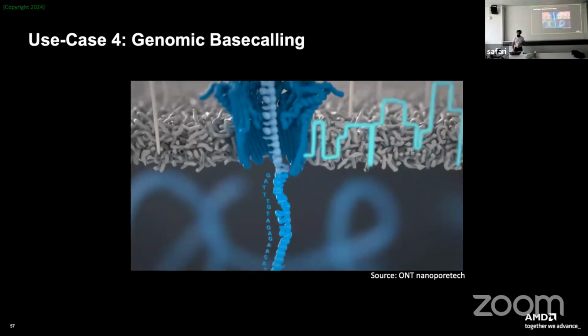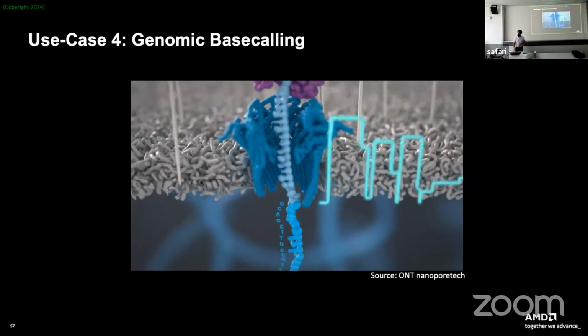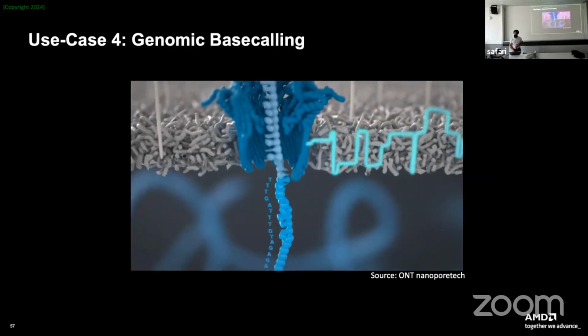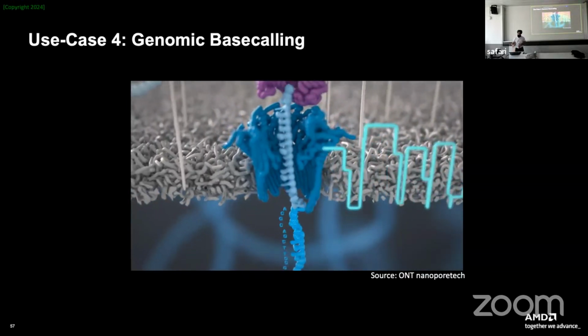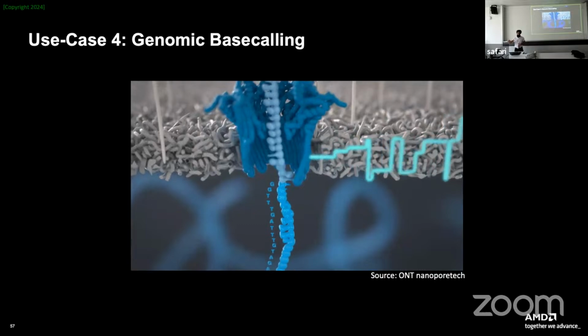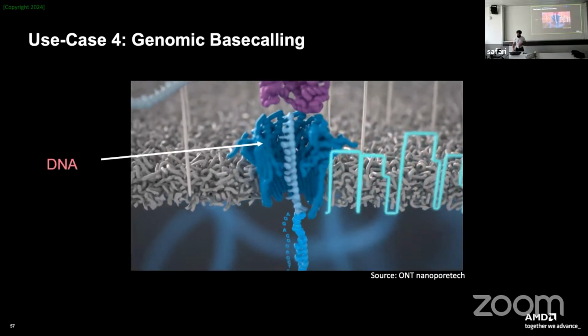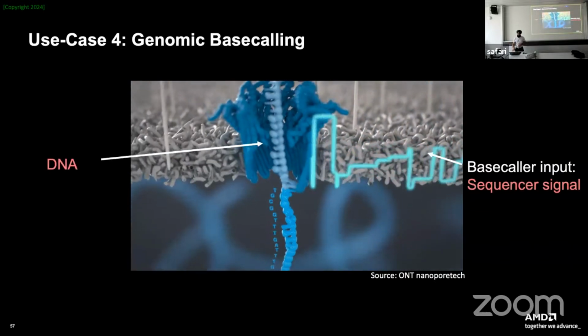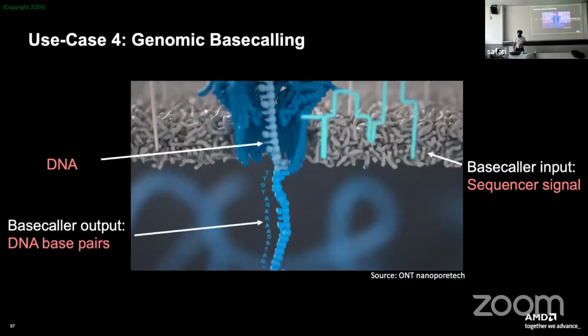So base calling, I think quite a few people work on genomics, so they will understand, is the first step in genome sequencing, where you have this analog signal and you translate it into ACGT base pairs. So you have this DNA, and you use a base caller for that part.